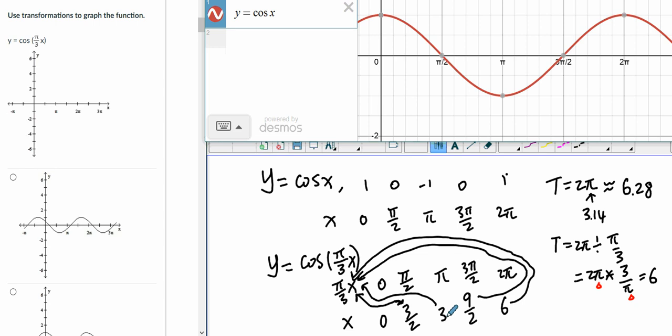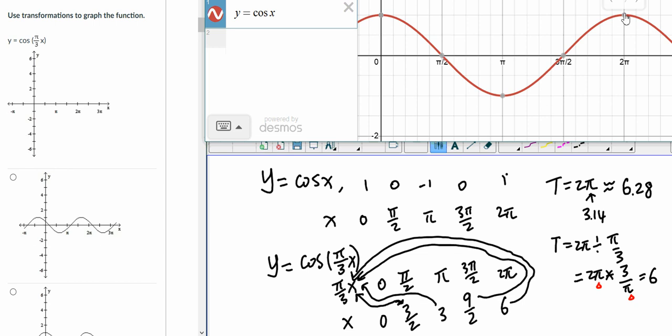Okay, when x is 3, plug in here, pi over 3 times 3 is pi. And then you have cosine pi, which is negative 1. So basically right here, when x is 3, you have a negative 1, rather than previously when x is 3.14, you have negative 1. So the lowest point should be at 3, negative 1, somewhere here.